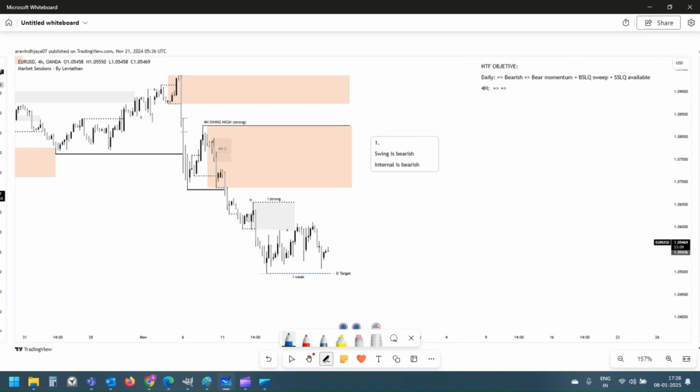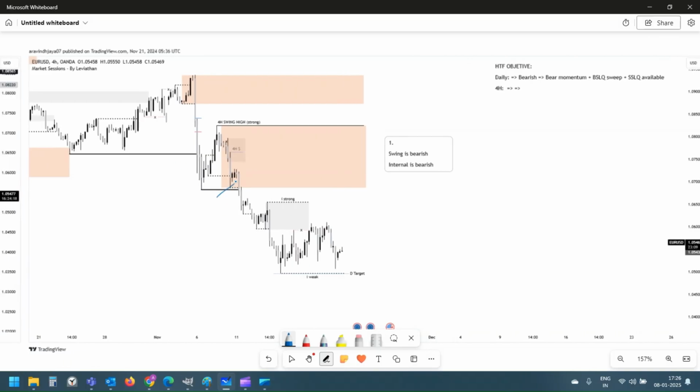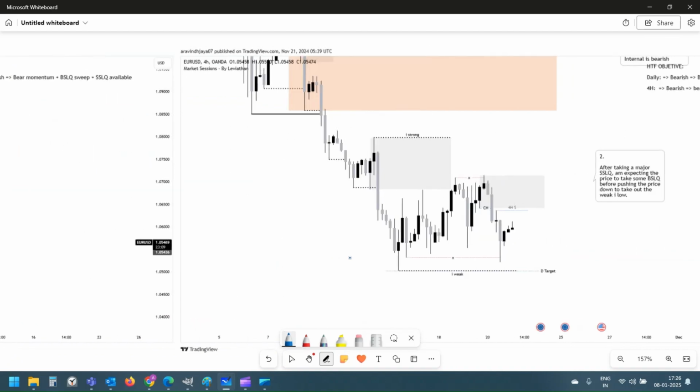This is the 4-hour chart. The swing structure is bearish, the internal is bearish, and the price has swept the buy side liquidity. Here you can see the price has swept the buy side liquidity. Now all I need to look for is some bearish CHoCH in the H1 and take shorts at the daily target. It's as simple as that.